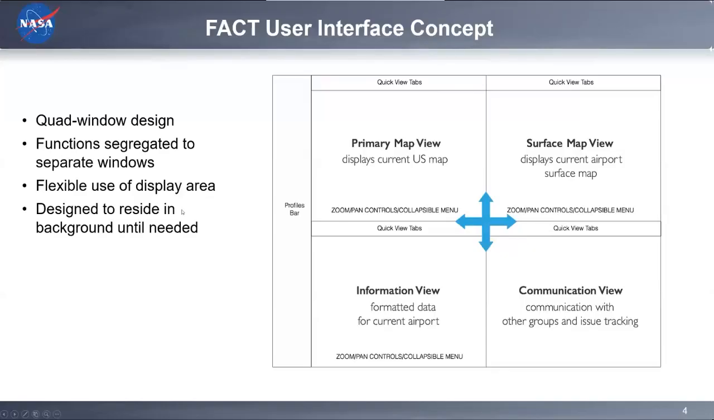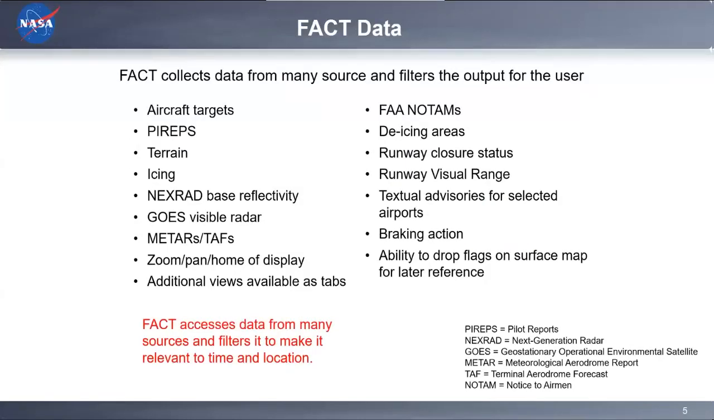I won't read through this whole list, but we got a catalog of information that the dispatchers said they needed. And of course, the aircraft targets and pilot reports. There's some abbreviations down the lower right spelled out. Various radar data, FAA NOTAMs, de-icing areas, and information about the airport, like the runway closure status, and so on. So we collected all this and put it into this quad display.